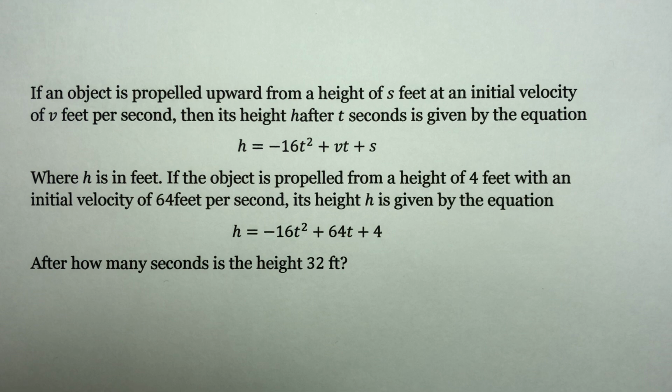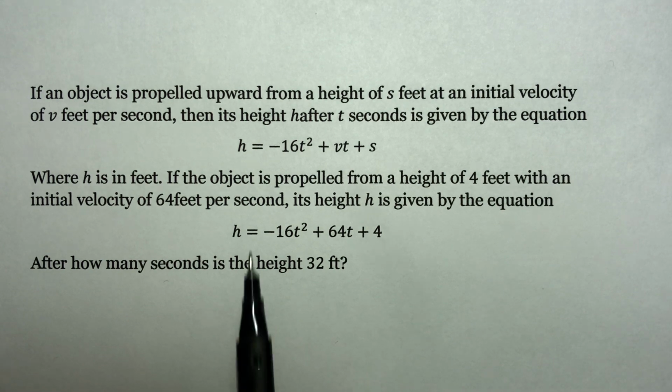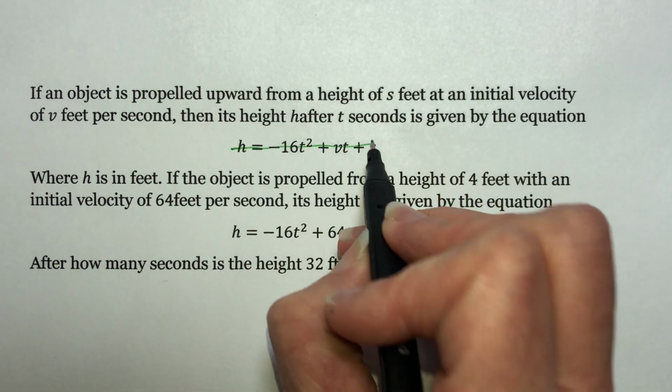If an object is propelled upward from a height of s feet at an initial velocity of v feet per second, then its height h after t seconds is given by the equation h is equal to negative 16 t squared plus vt plus s, where h is in feet. If the object is propelled from a height of 4 feet with an initial velocity of 64 feet per second, its height h is given by the equation h is equal to negative 16 t squared plus 64 t plus 4.